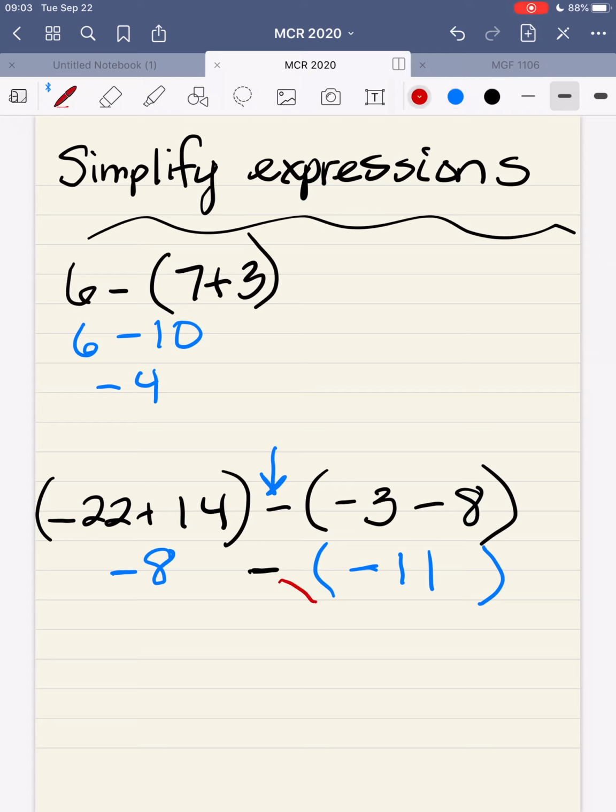Now we have that whole idea of minus and negative, the same thing we encountered with integers. So my negative 8 is not going to change, but the negative and a negative tell me that I have to change that to a plus, however you go about that, and it's plus 11, okay? Which is going to give me, my 11 is a positive number, and it's bigger, so it's going to be a positive, and it's going to be 3.